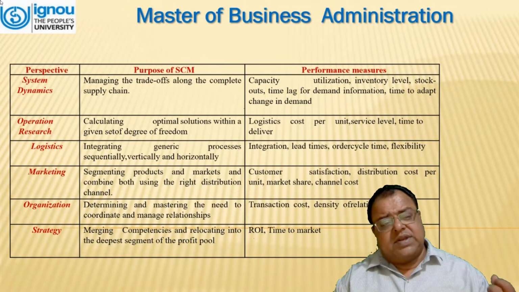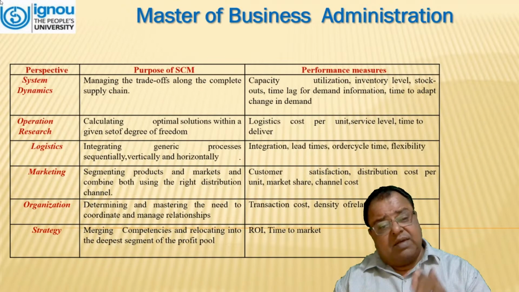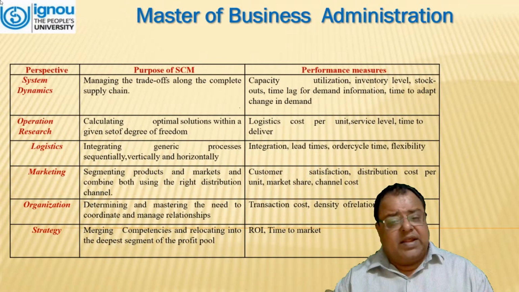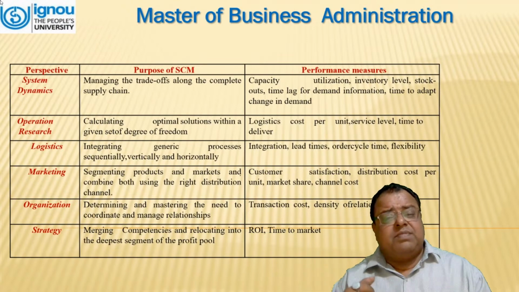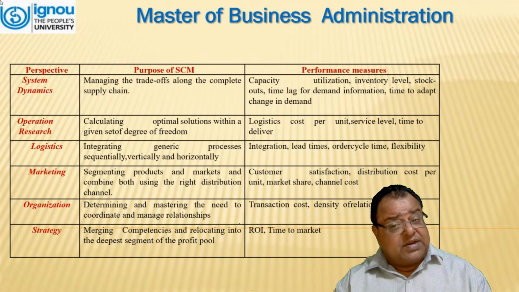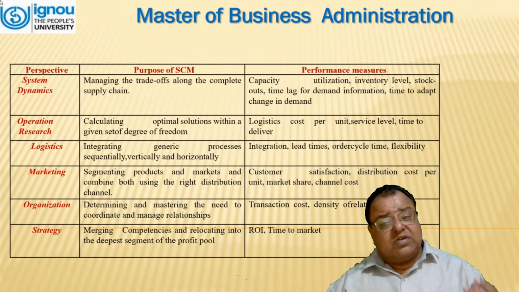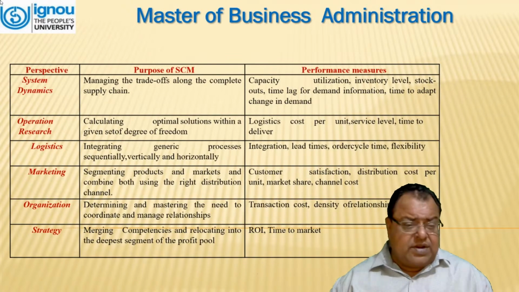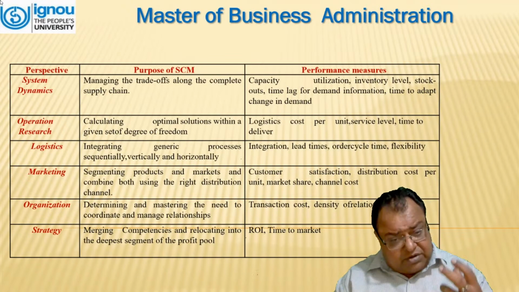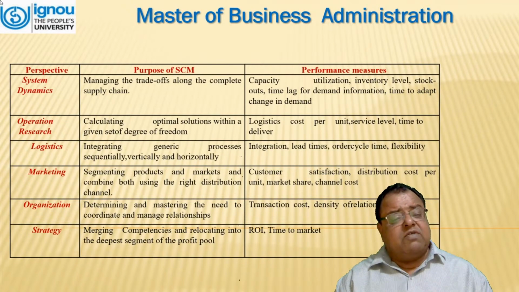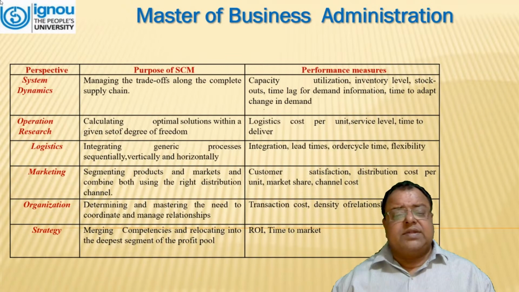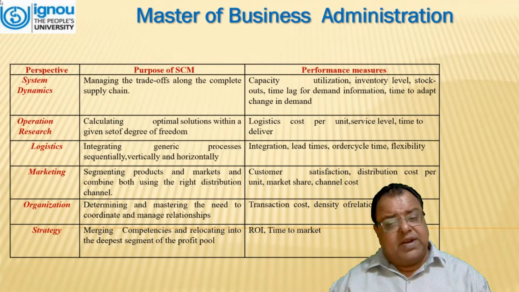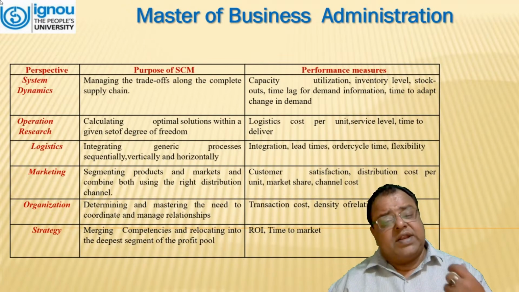If we talk about system dynamics, what is the purpose of this? It is managing the trade-offs along the complete supply chain and how it is related to performance measures, that means capacity utilization, inventory level, dropouts, timeline for demand information, time to adapt to changes in demand. If you talk about operation research, it is related to calculating the optimum solution within a given set of degrees of freedom. That is logistics cost per unit or service level, time to deliver.